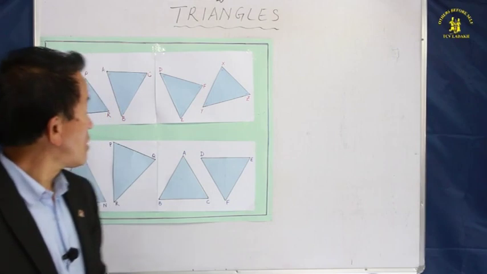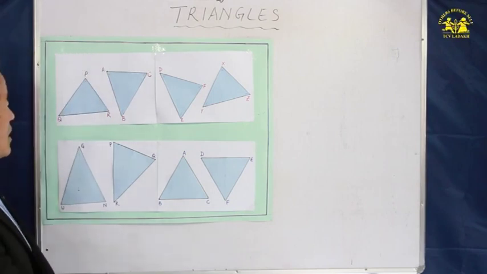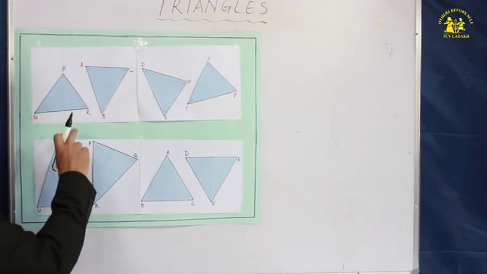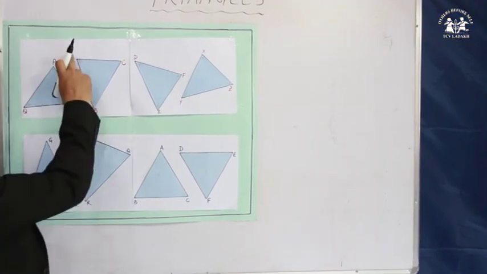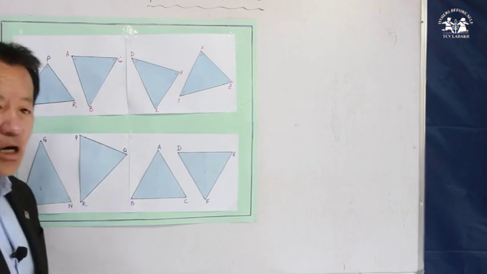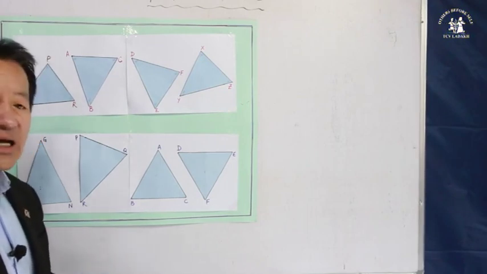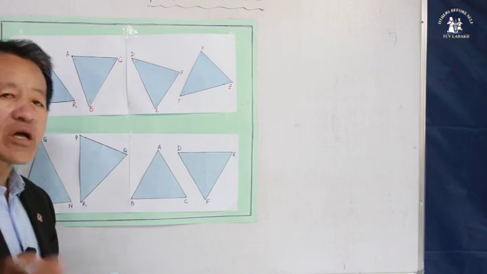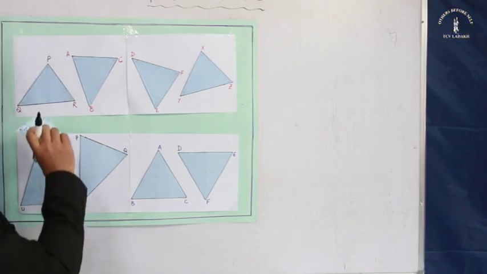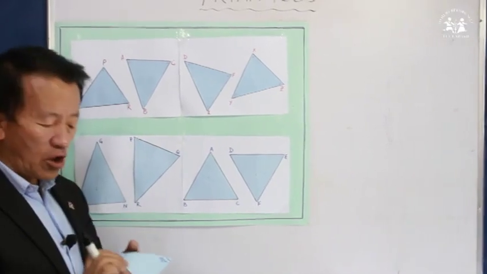For example, let's take triangle PQR and triangle ABC. Let's see whether these two triangles are exactly identical or not. In other words, we say, let's see whether these two triangles are congruent or not.